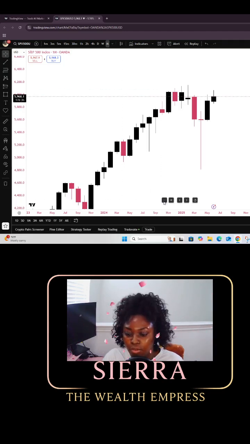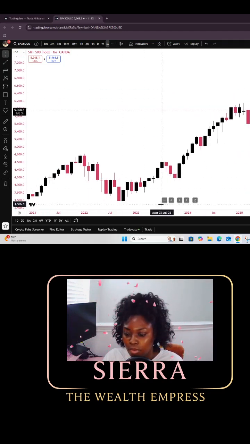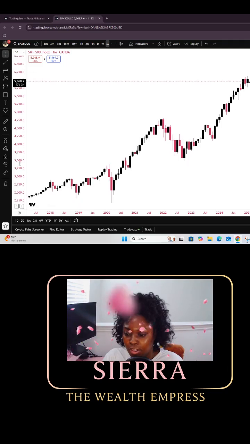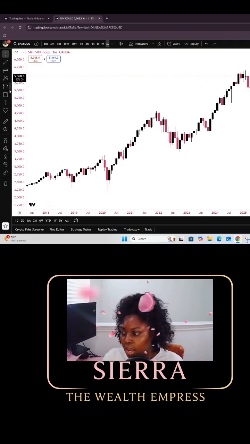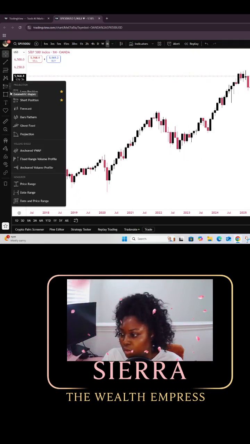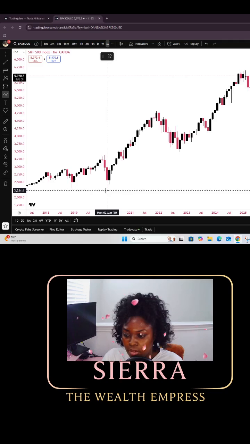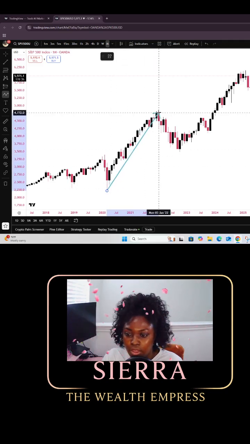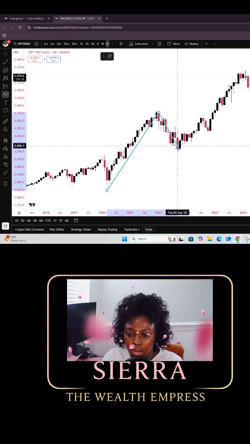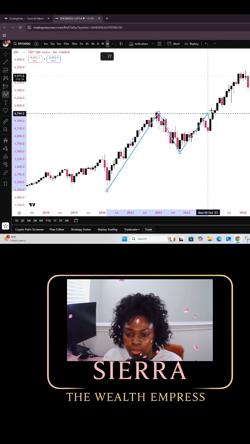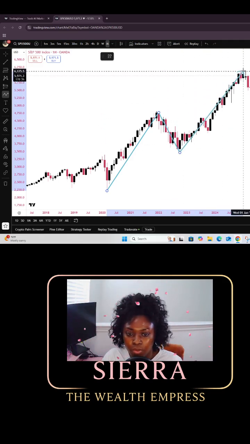All right, so come back out and let's follow this area of structure right now. Of course we know it's making higher highs and higher lows, right? So this was a low, this was our high. This is one full move. This is our pullback.